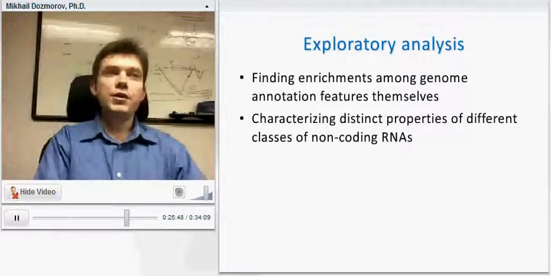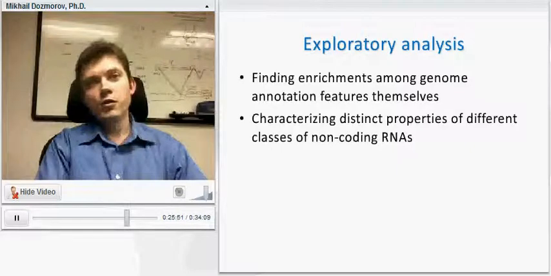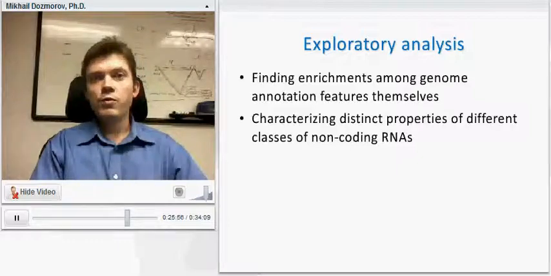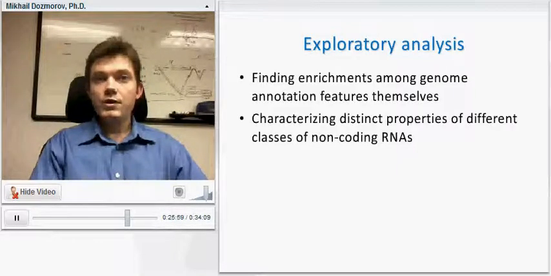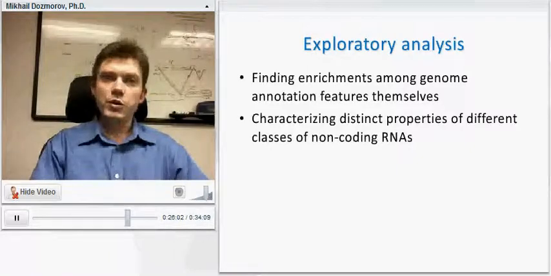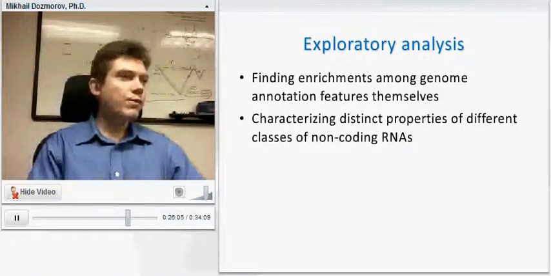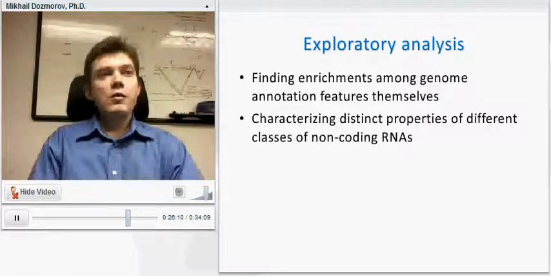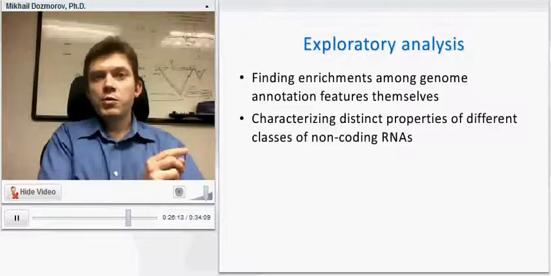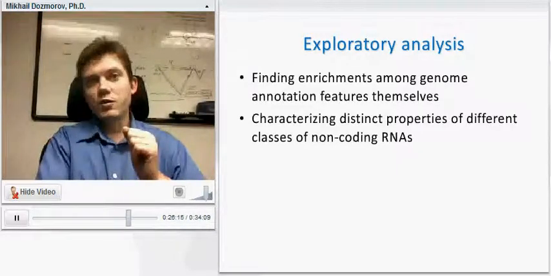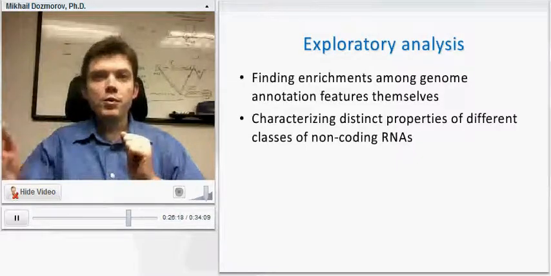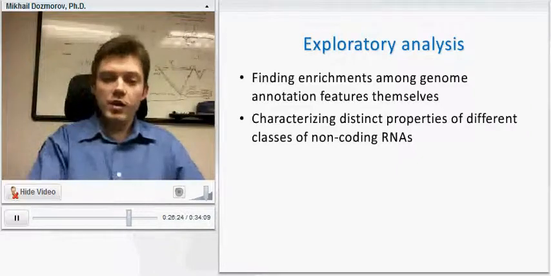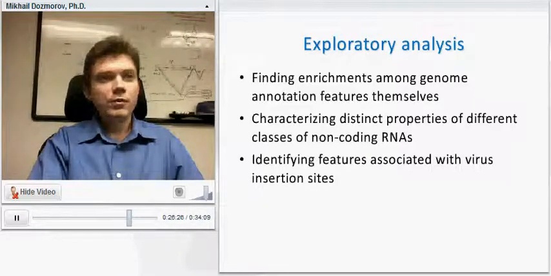We can characterize distinct properties of different classes of non-coding RNAs. For example, we all know non-coding RNAs do not code for proteins, but they are there, and there are different classes of non-coding RNAs. What genomic features do they share in common? We can take one family of non-coding RNA, test it for associations with genomic features, take another family of non-coding RNA, test it for associations, see what's statistically significant, and make conclusions from it.